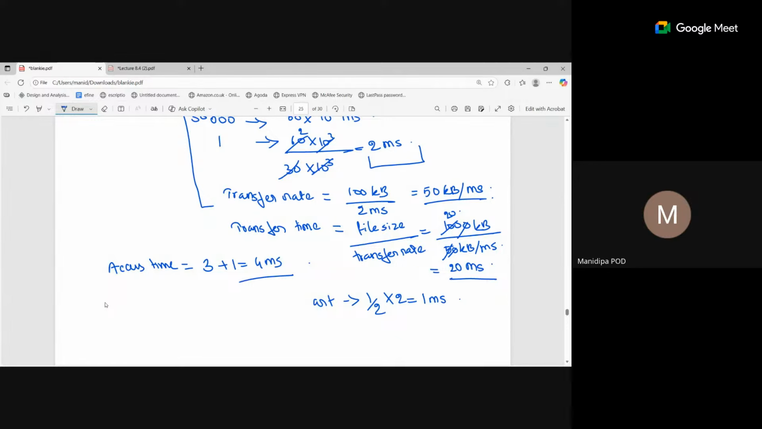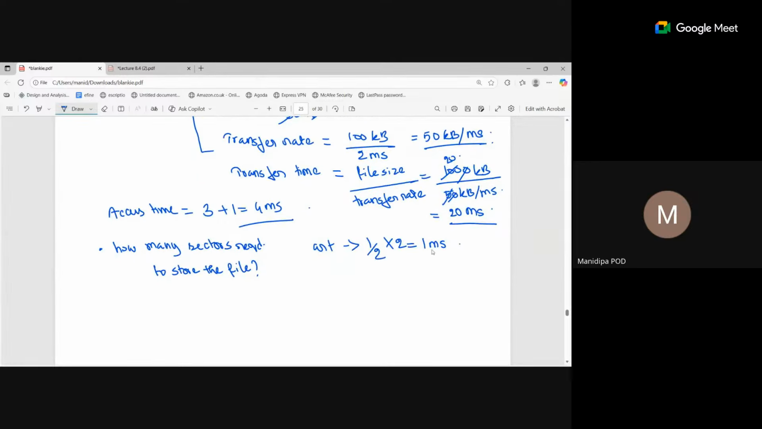Okay, let's ask another part question. How many sectors are required to store the file? This is again based on size only. So what is the file size? 1000 KB. KB to byte conversion, what do I multiply with?